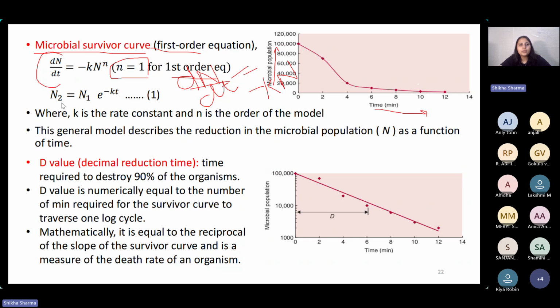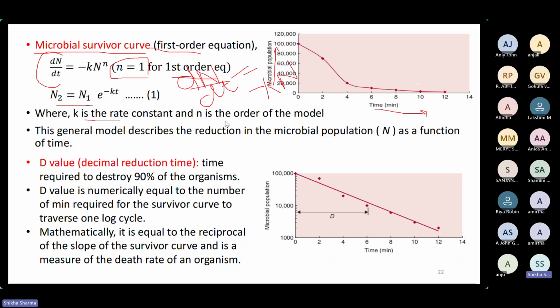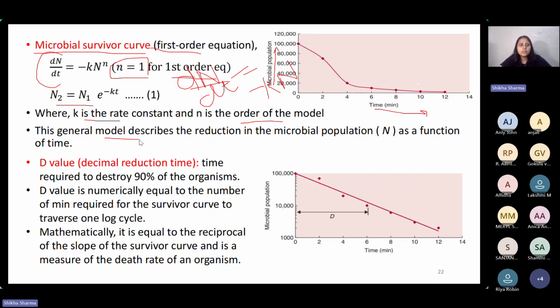Then if we solve this, it will be n2 equals n1 e to the power minus kt, where k is the rate constant and n is the order of this model equation. Basically, n equals 1 because we are taking this as a first order reaction. So this general model describes the reduction in the microbial population, which is n, as a function of time. So this is the microbial survival curve.